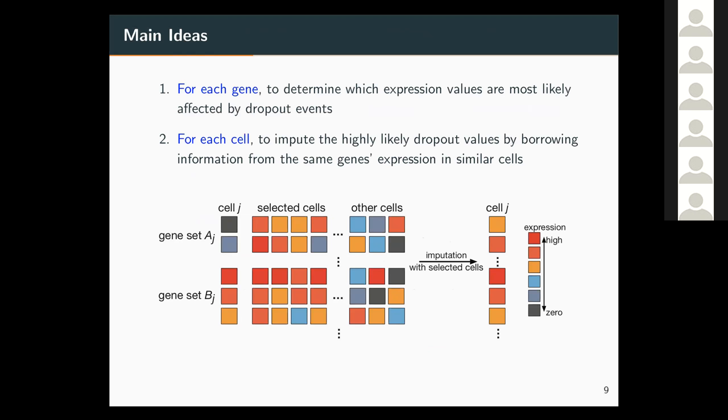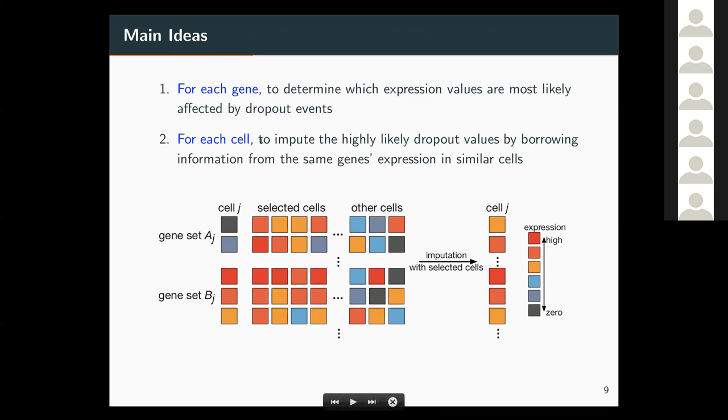Our main idea is that for every gene, we want to determine which of its expression values are most likely affected by dropout event. Second, for each cell, we will perform the imputation. So what we do is that we will use the unlikely dropout genes to learn which cells are similar to the cell, and then use those similar cells' expression for the genes that need imputation to do the imputation.